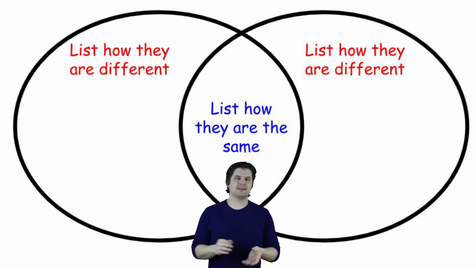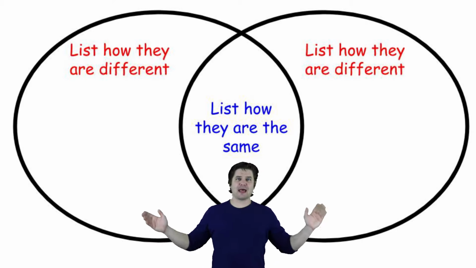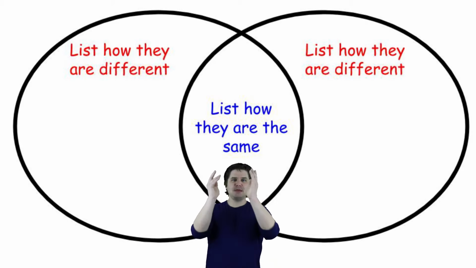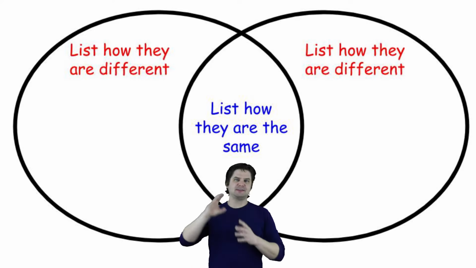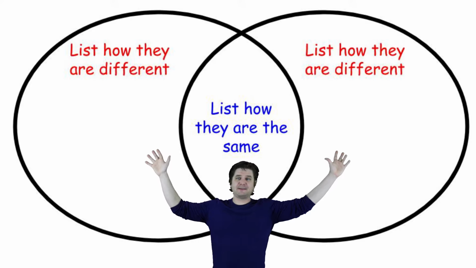So a Venn diagram looks like this. We have two circles on each side that intersect or overlap in the middle. We use the middle to put all the ways that these two things are the same. And we use the outside to put the ways that they are different. So let's get into a few examples about comparing and contrasting.